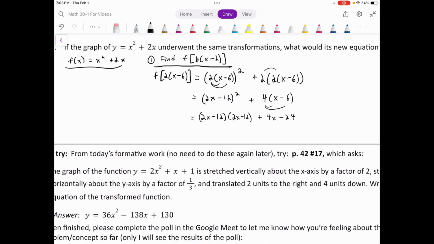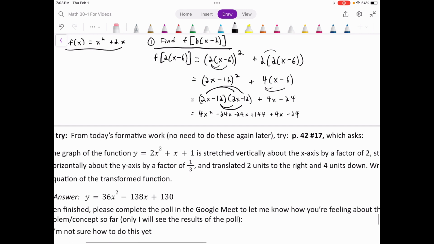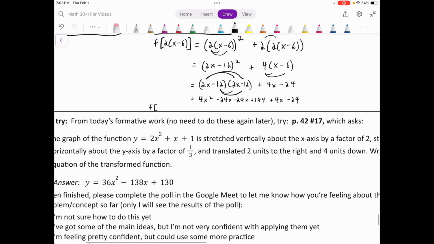Okay, so I would do, again, both of these terms need to get multiplied by both of these terms. So 2x times 2x, that's 4x squared. 2x times negative 12, that's negative 24x. Negative 12 times 2x, negative 24x. Negative 12 times negative 12 is positive 144. And then we've got our plus 4x minus 24. And we're just about there. Now we know f of 2 times x minus 6.